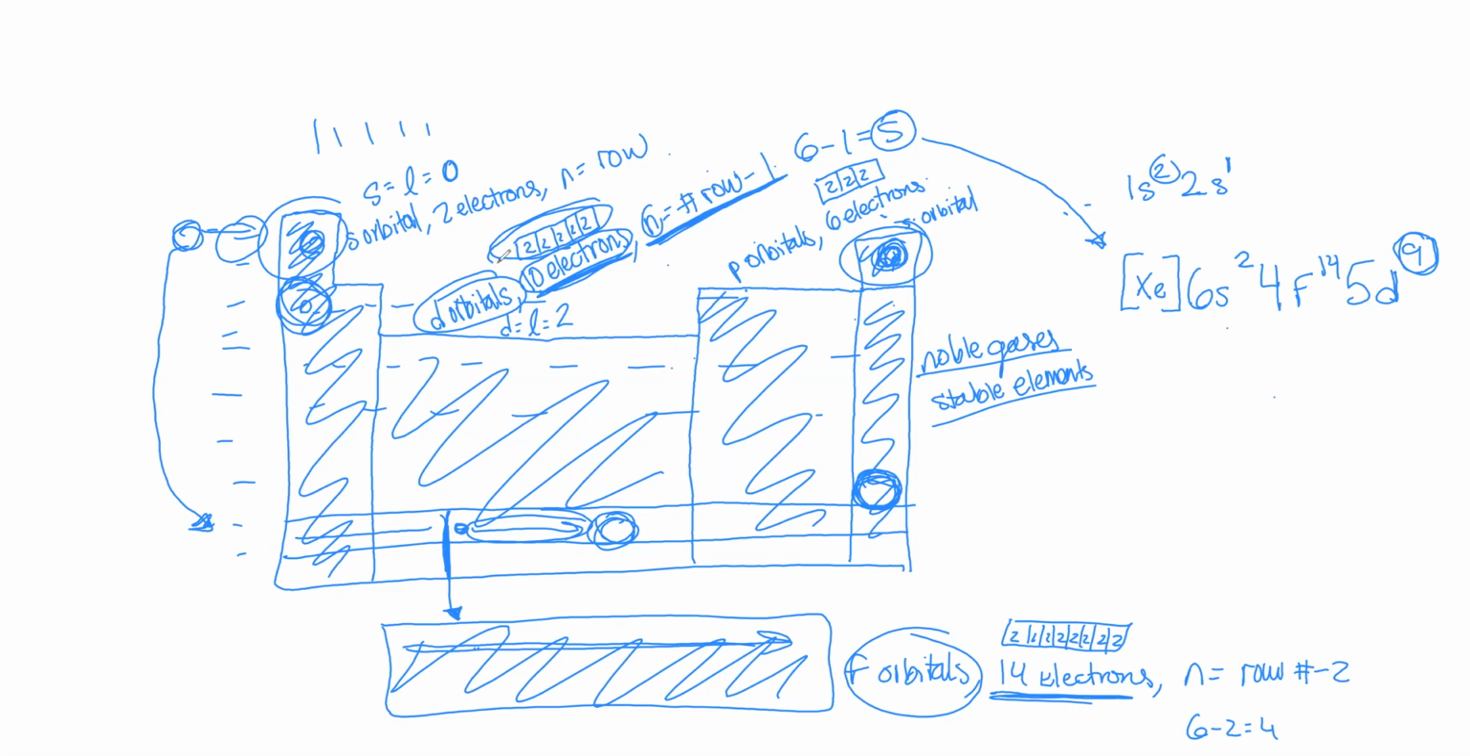So what we actually do is that we fill up these d orbitals before we fill up these s orbitals. So we'll actually take one from here and it'll be 1, and then we'll add that electron that we took from here and add it here so that this is stable.